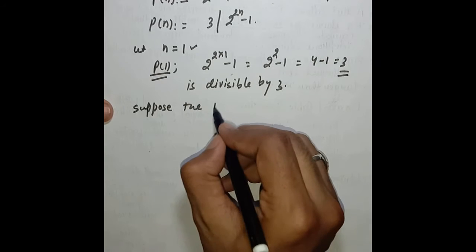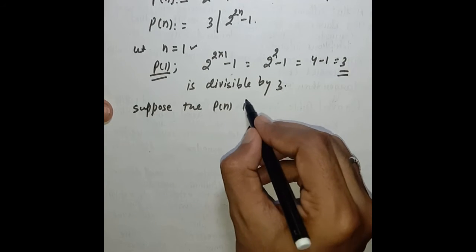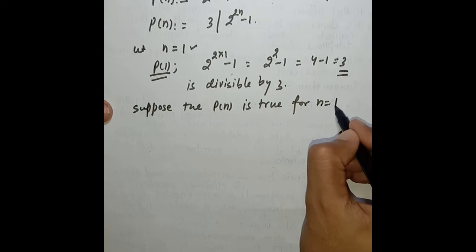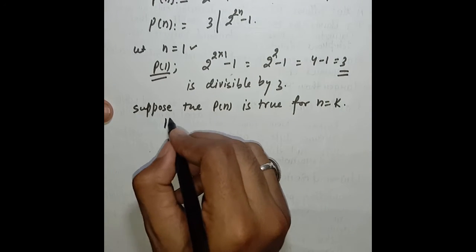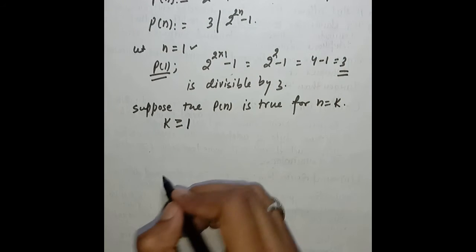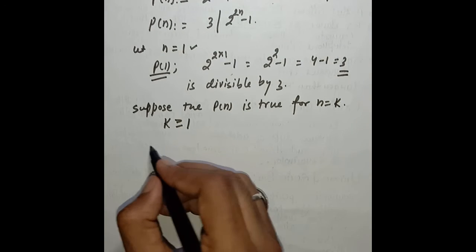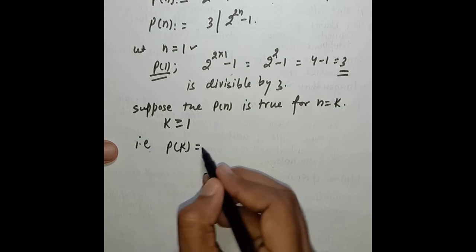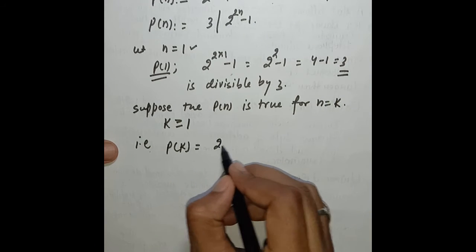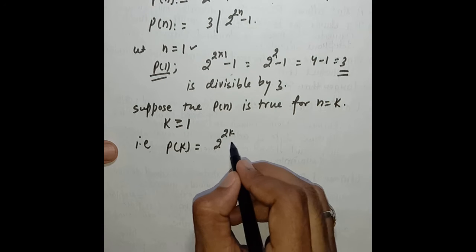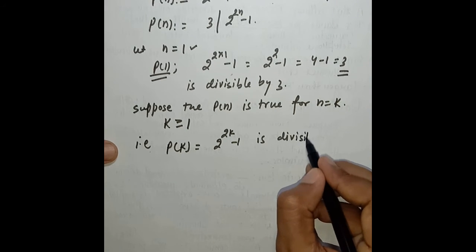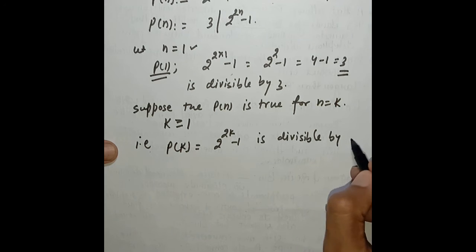the statement is true for n is equal to k, and k is greater than or equal to 1. That is, Pk is 2 to the power 2k minus 1 is divisible by 3.